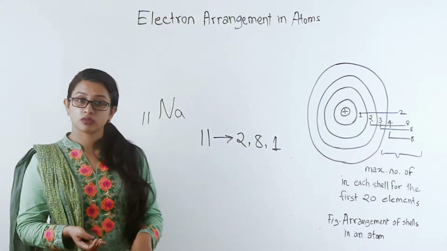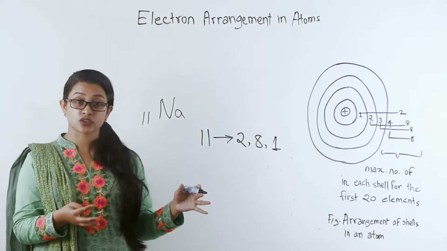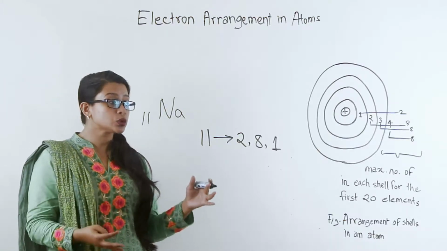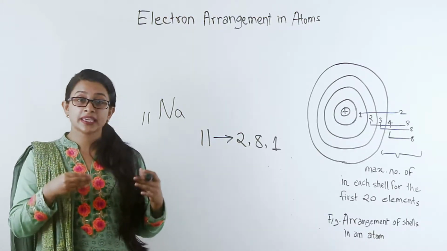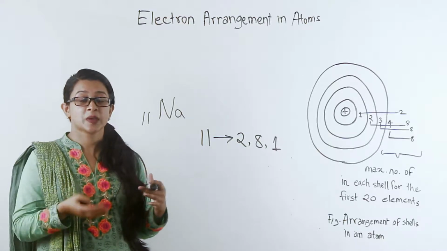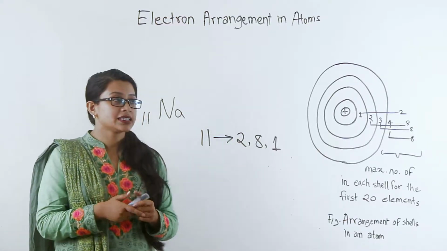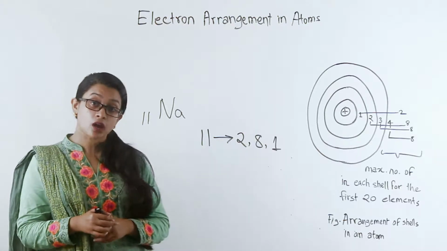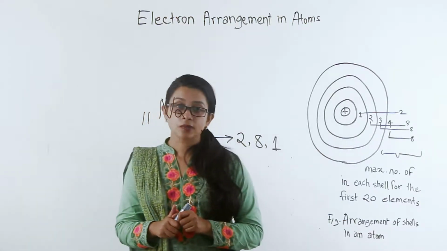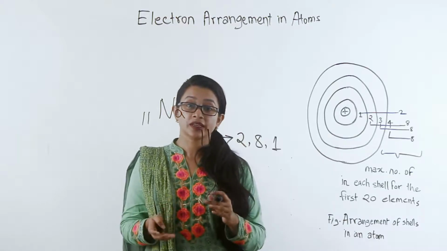So there you go. This is how you arrange the electrons of an element. And you can use this method of breaking down the electrons into their respective shells for almost any element. For example, let's pick one again. Let's say carbon. So carbon has an atomic number of 6.